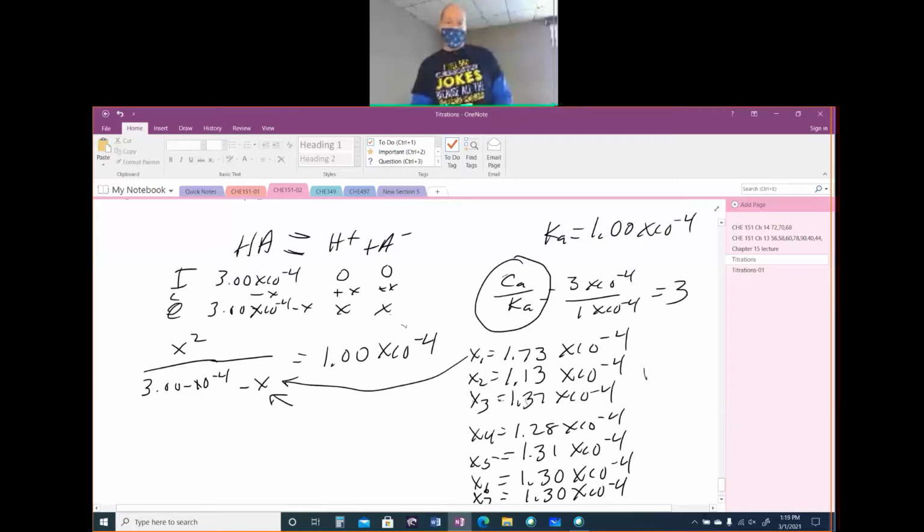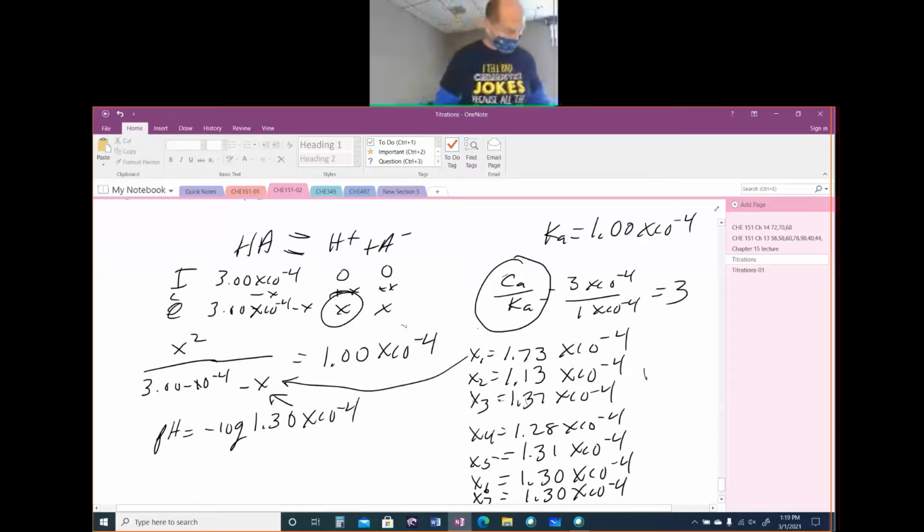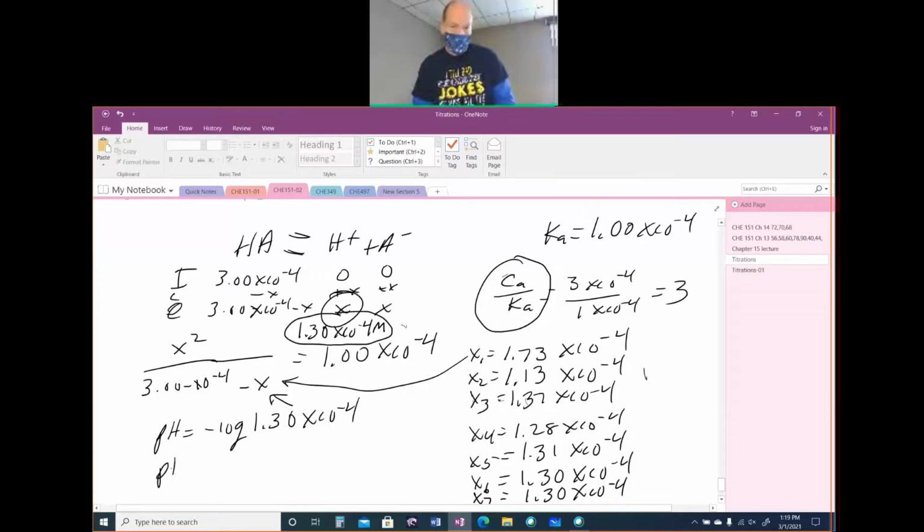All right, and so my X is the H plus concentration, and so your pH is equal to the negative log of 1.30 times 10 to the minus 4. All right, it asks for the hydronium ion concentration, which is that. So it's 1.30 times 10 to the minus 4 molar. That is the answer to the question. I always then calculate the pH. It didn't ask for it, but I will calculate it. So the negative log of that is a 3.88. So the pH is 3.88.